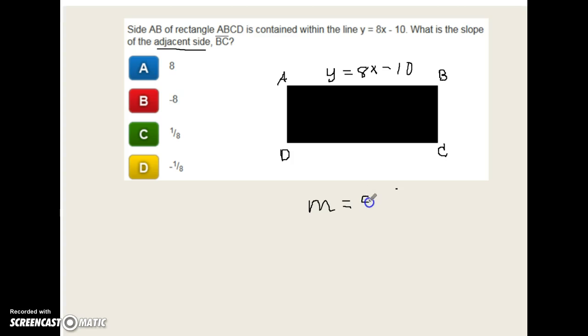Well, this side and this side are perpendicular to each other, so we need a perpendicular slope to our given slope of 8. Perpendicular lines have opposite reciprocals, so I know my new slope is going to be negative, so I get the opposite part in there. And the reciprocal of 8 is 1/8. So the perpendicular slope, opposite reciprocals: the opposite of a positive is a negative, and the reciprocal of 8 is 1/8. So for this one, we have C for our answer.